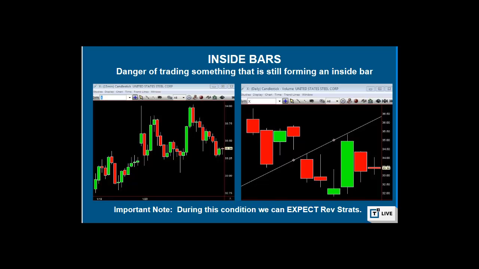Once again, I'm going to go through this because it's very important. This is U.S. Steel from last week. You'll see over here on the right, inside day, completely within this bar's range. Once again, if you just look at the 15-minute chart, whoa, it's going up. No, it's going down. No, it's going up. No, down. No, up. No, down. We can expect this kind of action, which is going to create rev strats, as we're going to get to in the next section on rev strats.